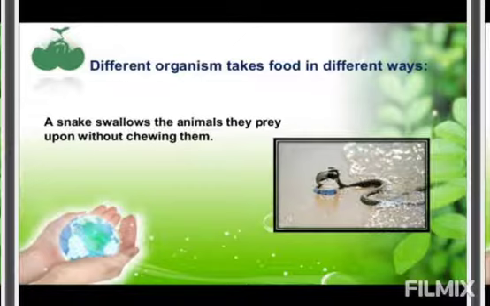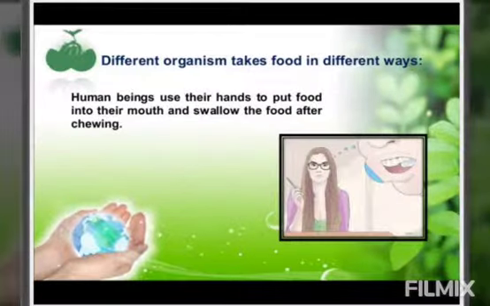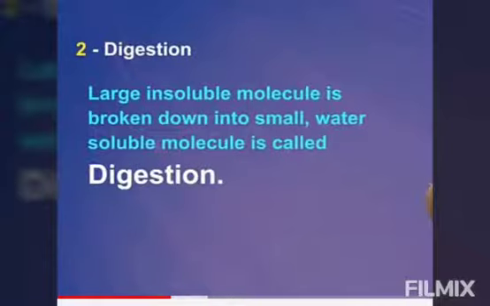A frog uses its tongue. We must have seen that. A starfish gets its food by an amazing method. It feeds on small animals like snails, fish, and worms. The tube feet present in the body of a starfish capture the food. Snakes like pythons swallow the animals they prey upon directly. And we humans use our hands to put the food in our mouths. So these were the different methods to get food in different types of animals. This was the first step, known as ingestion.